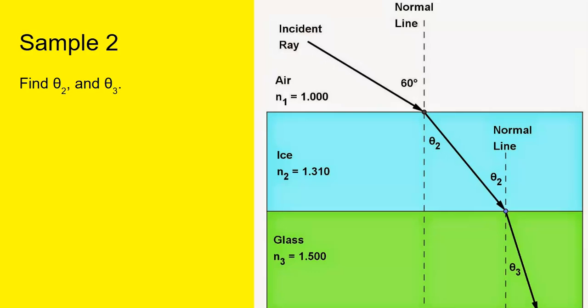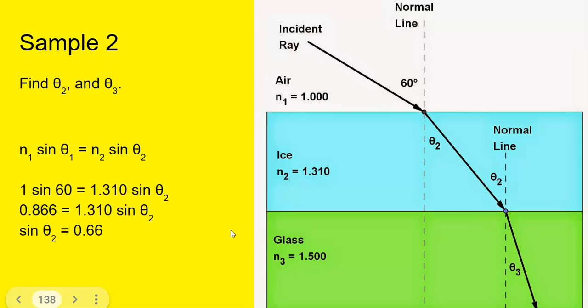Air's refractive index is 1. Ice has a refractive index of 1.31. Glass has a refractive index of 1.5. We're going to solve for theta 2 and theta 3, which would be that refractive angle in there and then the refractive angle down here. So follow along. This is also in the slides, of course. Back to Snell's law, n1 sine theta 1 equals n2 sine theta 2.